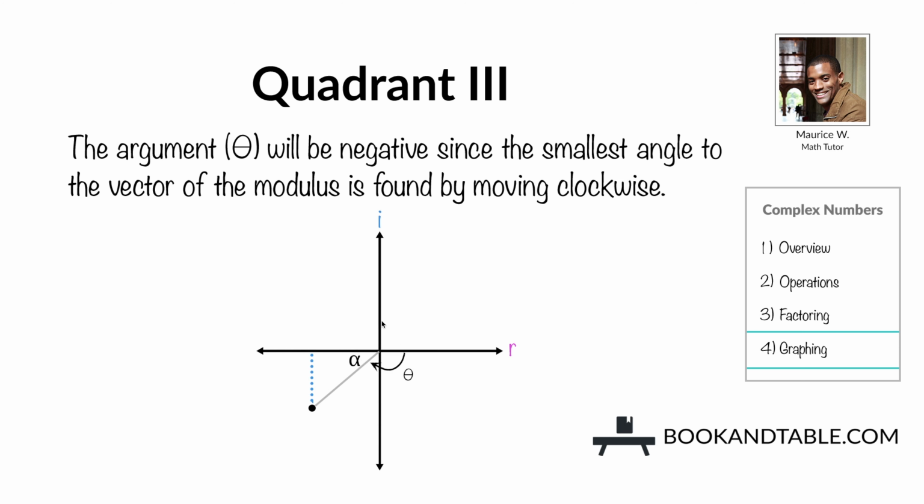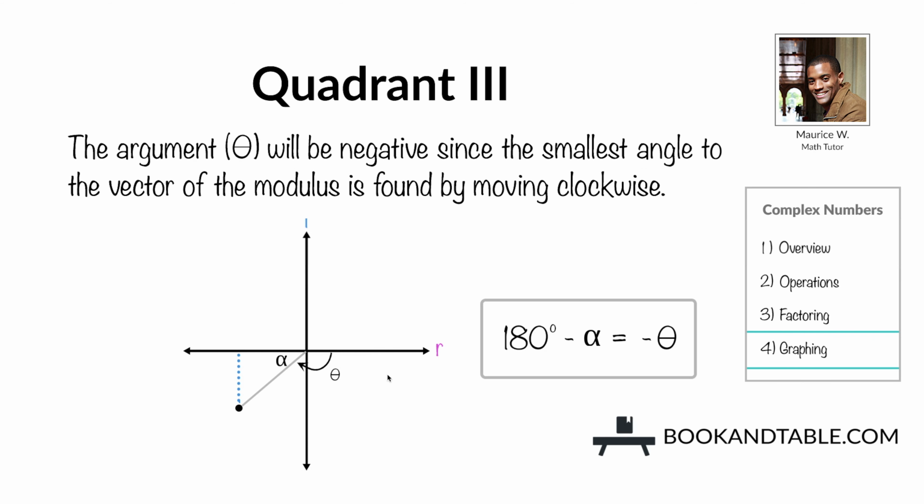Previously we were moving counterclockwise and all of our angles were positive. Since we're moving in the opposite direction now, which is clockwise, the angles will now be negative. So the range of values will be from 0 to positive 180 degrees, or from 0 to negative 180 degrees for all arguments. And again here, we will calculate negative theta by subtracting alpha from 180 degrees. So we'll do 180 minus alpha, but we'll still need to multiply the value that we get times negative 1 in order to get theta, because all of our angles now in quadrant 3 must be negative.